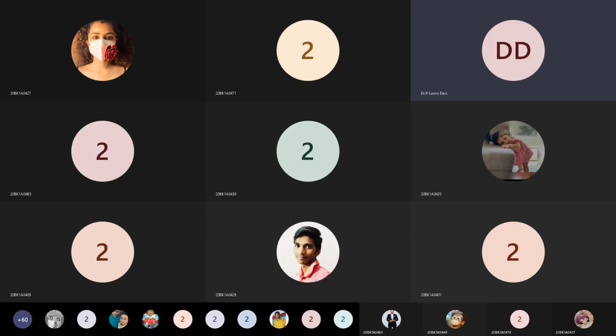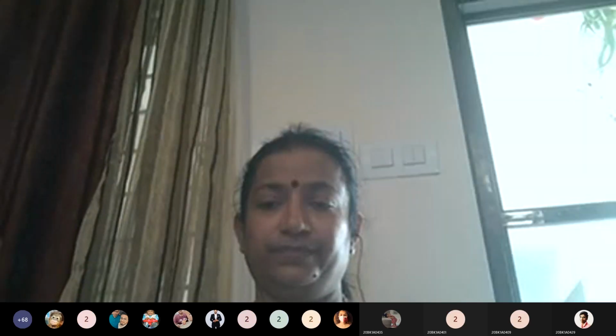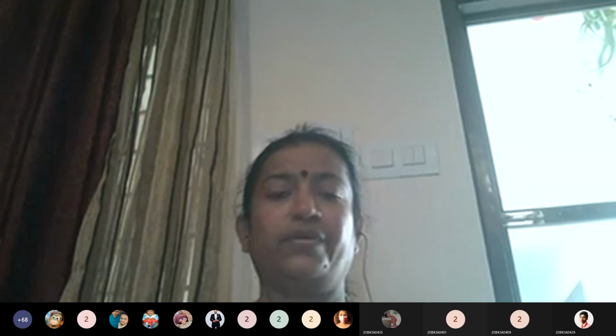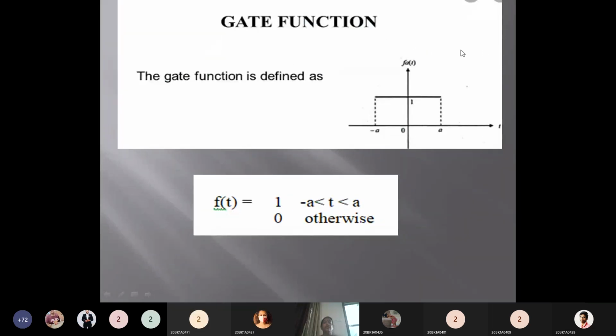So is it clear now what's meant by the gate function? Okay. So as you wish, you can define the gate function. There is no proper rule or mathematical definition for a gate function. Based on the function given here as a graphical representation, we can define the mathematical equation for the gate function. So here I have defined my gate function like this, according to this particular graphical representation.